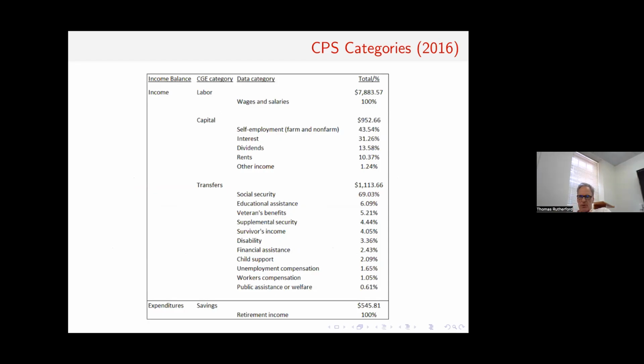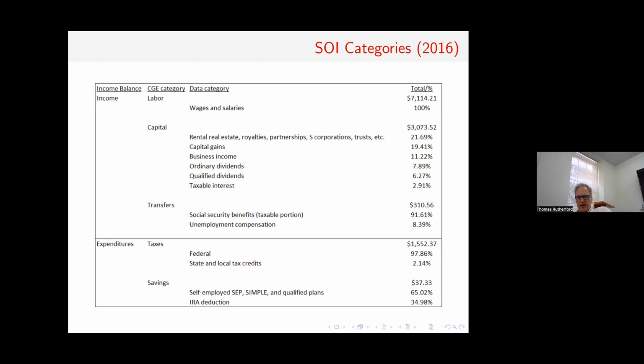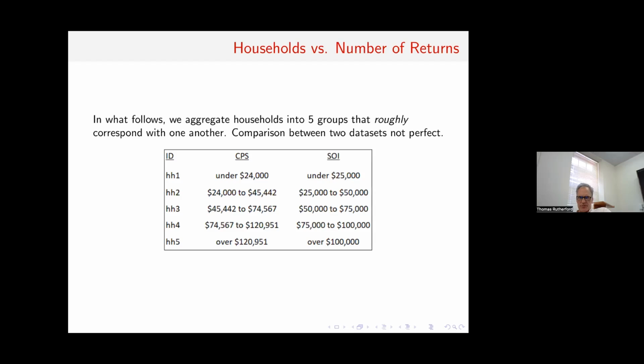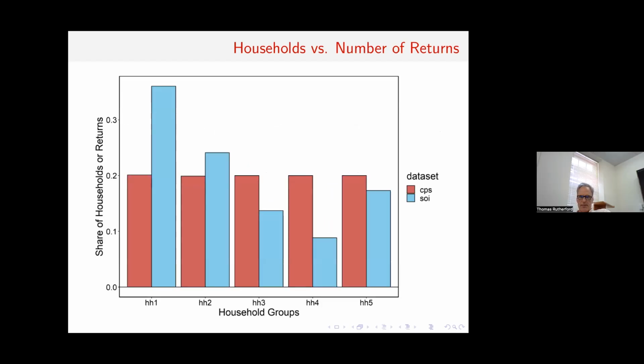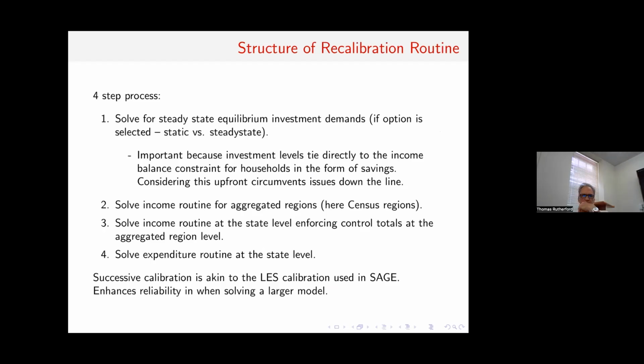This gives you a sense of what the shares are. This was basically from some slides about the household. You can see here that we don't have exactly the same categories. There are some slight differences. They roughly correspond, but they're not perfectly aligned. You can see the CPS is exact quintiles, whereas the SOI, the IRS data, is not exactly the same.